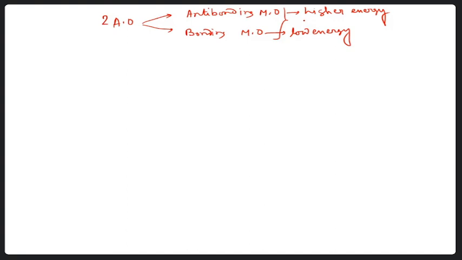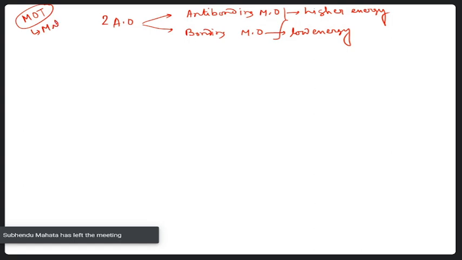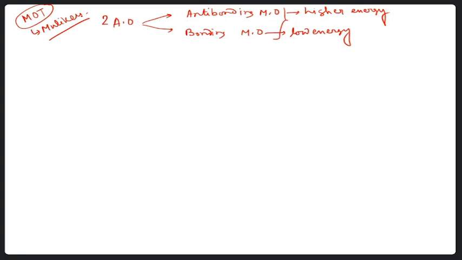So we know that MO theory was developed on the basis of some drawbacks in the valence bond theory, and molecular orbital theory, MOT, was given by Mulliken in 1935. So why was this theory developed? The valence bond theory cannot explain the magnetic property of some molecules. That's why it came.